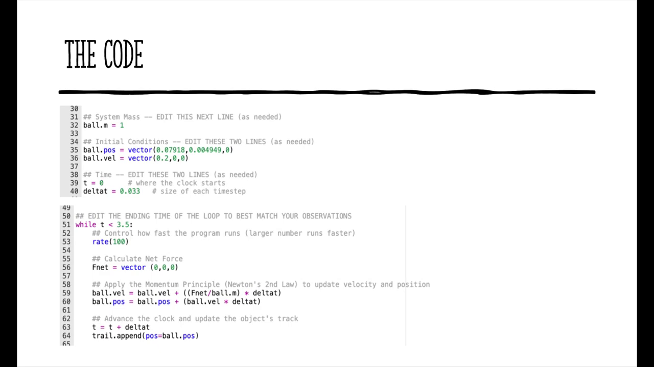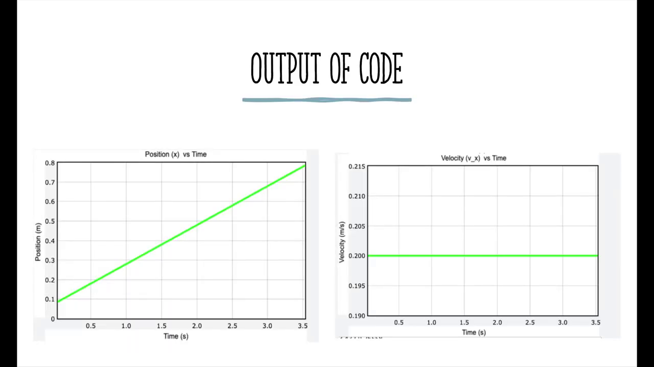For the code, line 32 initialized the system mass, lines 35 and 36 initialized the velocity and position vectors of the ball, line 40 was the size of each time step, line 56 calculated the net force, lines 59 and 60 applied the momentum principle, and line 63 advanced the clock.